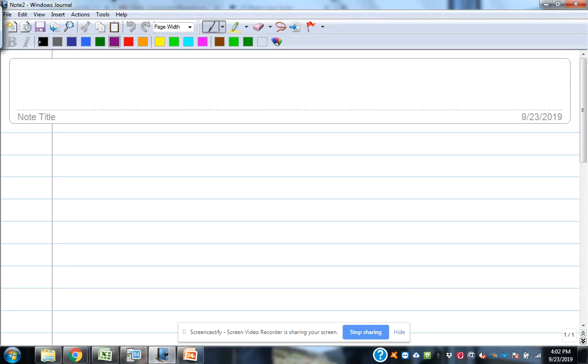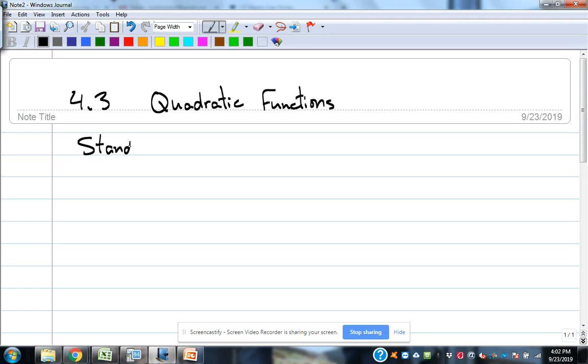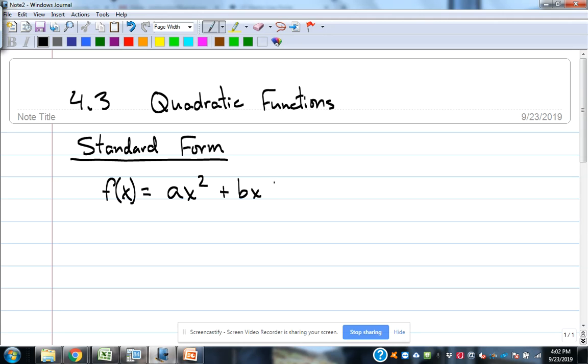All right, so section 4.3, quadratic functions. Quadratic functions have a standard form, and that's the form we'll start with. There are a couple other forms that we'll deal with, but standard form is standard, so we're going to talk about it first. f(x) = ax² + bx + c is standard form for a quadratic.